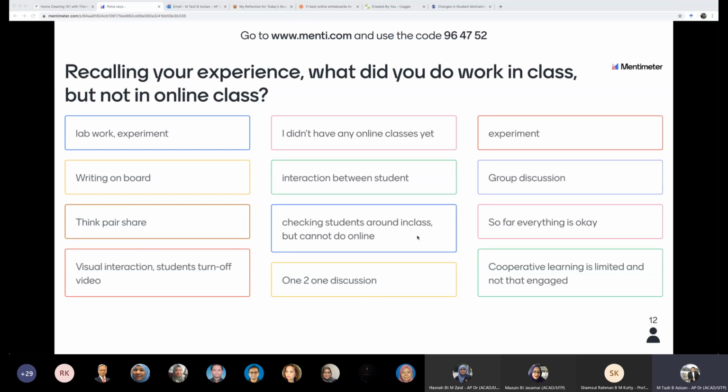Checking on students around the class can't be done online, of course, because the students are actually in different spaces, different times, different areas. Cooperative learning is limited and not that engaged. Visual interaction is limited, students turn off video, etc. Okay, so these are some of the challenges that we face. Of course, there are certain things that we cannot do much.